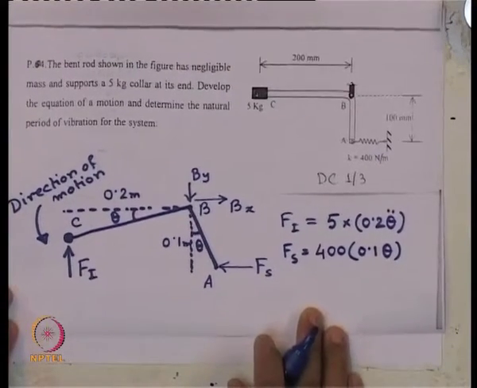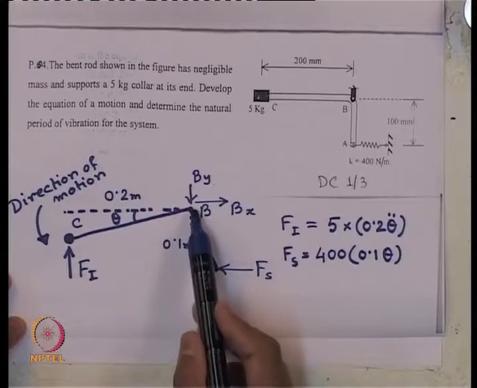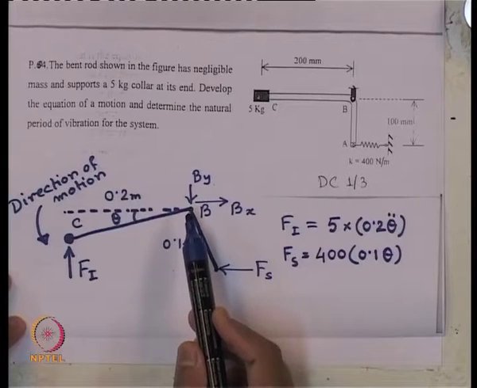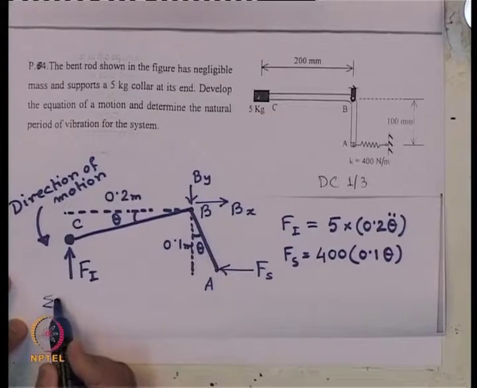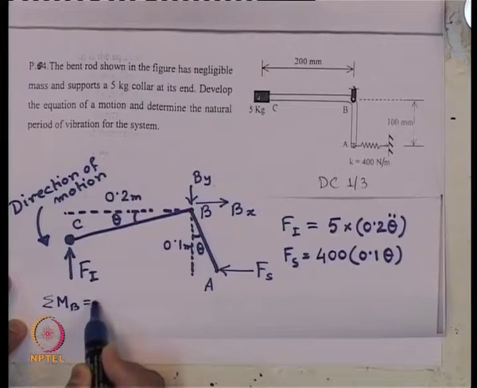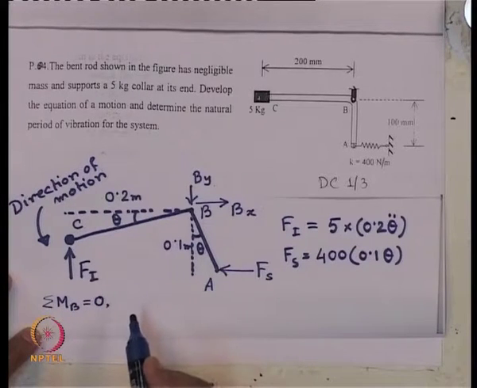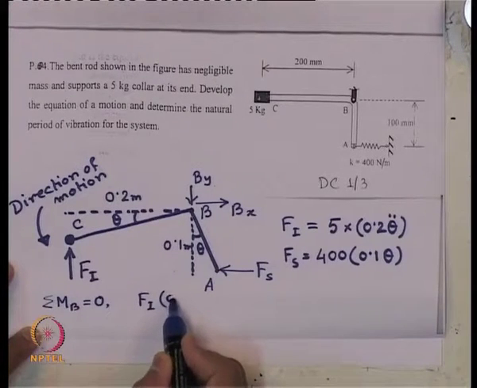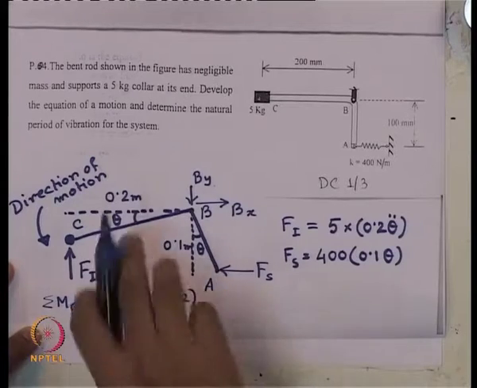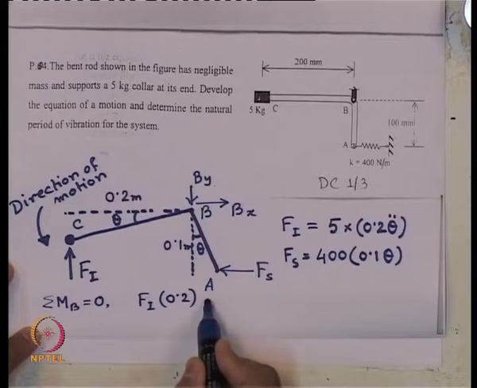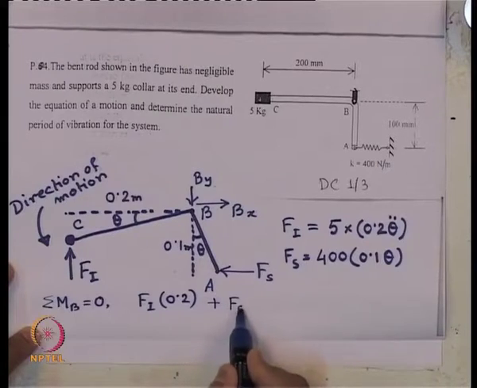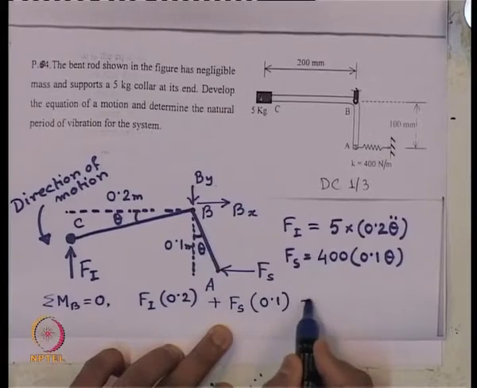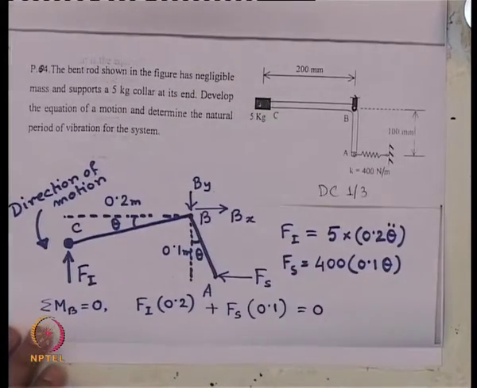Now, what should we do? For equilibrium, we can consider moment equilibrium about this hinge point B, sum of M_B equals 0. If we do this, we can write that F_I times the lever arm 0.2, clockwise, plus F_S times 0.1 equals 0, that is also clockwise.